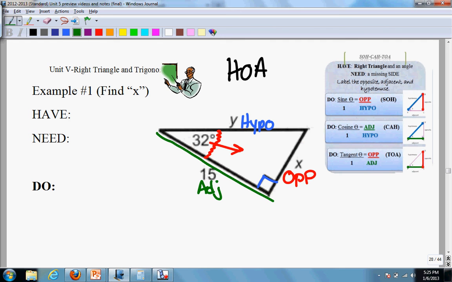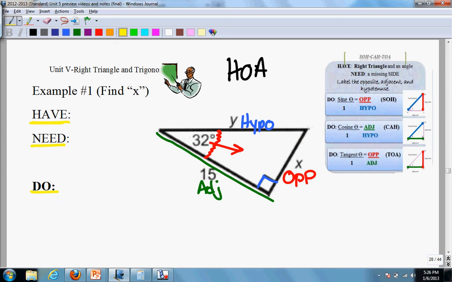Ready? Here's the secret sauce. Here's the special secret, the shortcut to everything in this lesson. These three words: have, need, do. Underline and say them out loud with me again. Ready? Have, need, do. I'll walk this through with you.